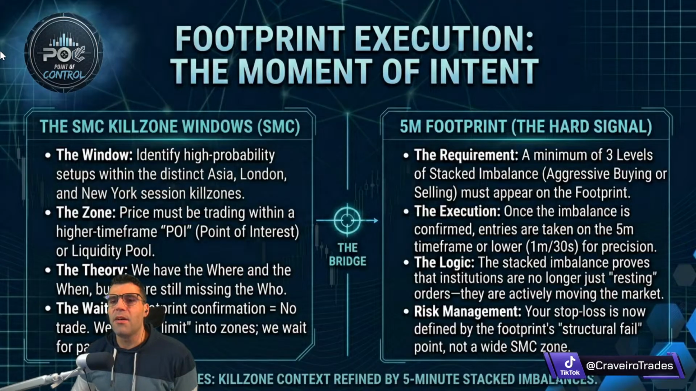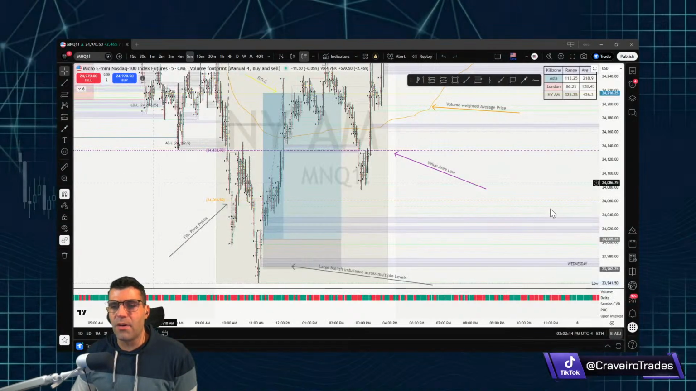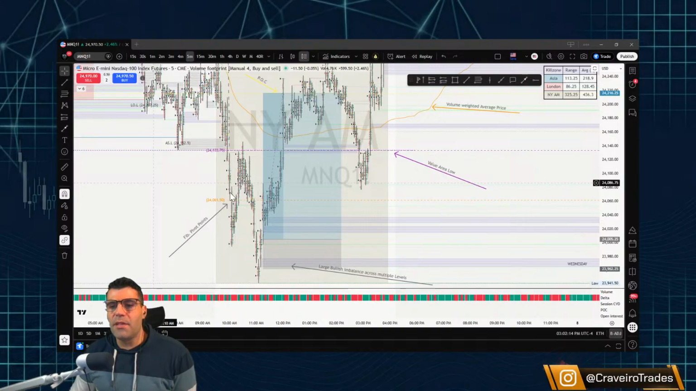And seeing the volume footprint and the volume delta paired with my trade idea. All right, so this is a trade that I would have taken. A lot of people would have taken these longs. All right, later on we'll get into these are fib levels.